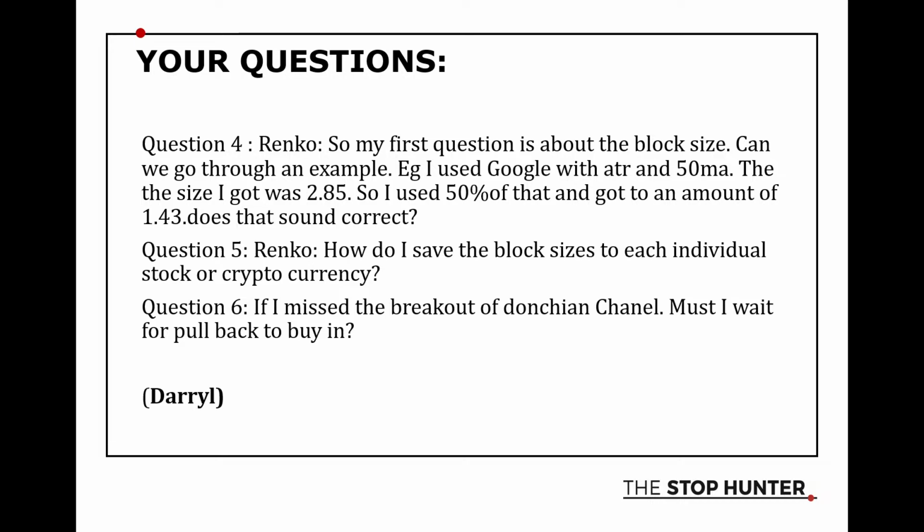The bigger the block size, the fewer the signals. I'd range it in terms of percentage. I normally start with 20% of the ATR, and then I scale that up according to how volatile the instrument is. So say it was Bitcoin, I would probably be nearer 40-50% of that ATR, so like you said there, 1.43. Google's not as volatile. I'll probably be around 25-30% of the ATR for Google.